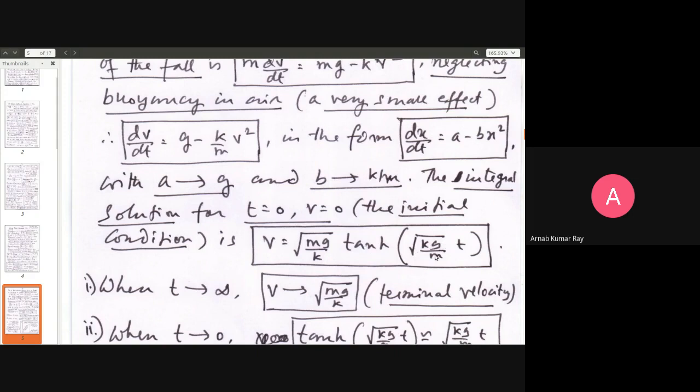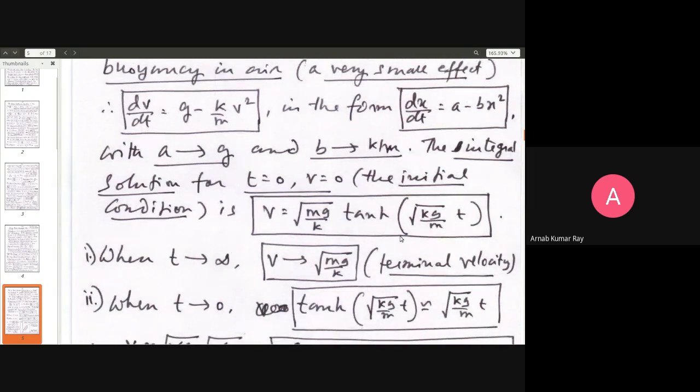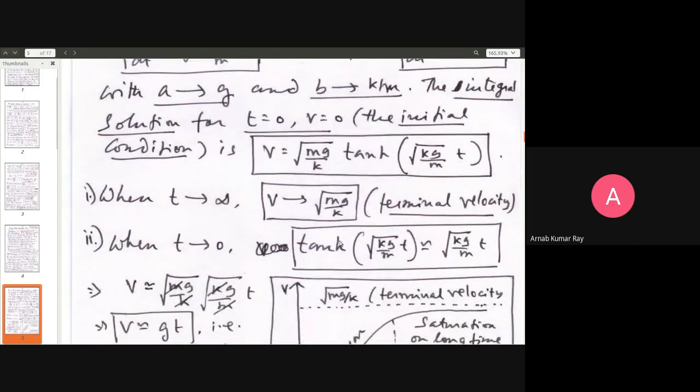This is the time scale. Inverse of this is the time scale. Square root of m by kg is the time scale. So that is what you have. When t goes to infinity, this tan hyperbolic function will go to 1, and v will go to the terminal velocity of square root of mg by k. Okay, recall that thing. And when t goes to 0, you will have a linear function.